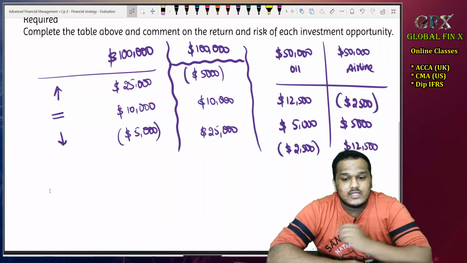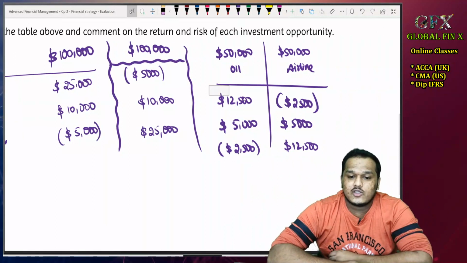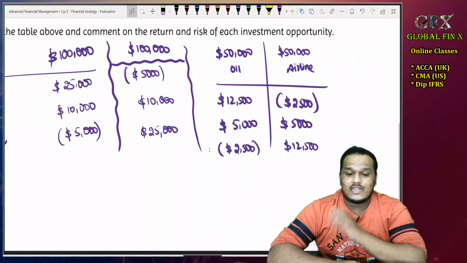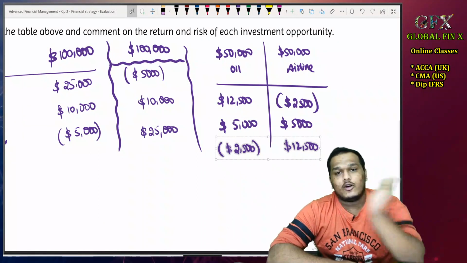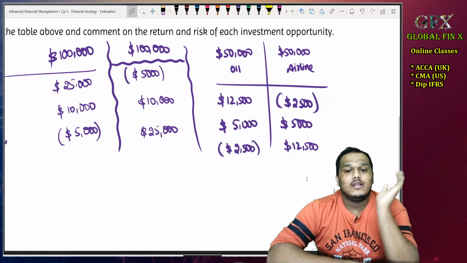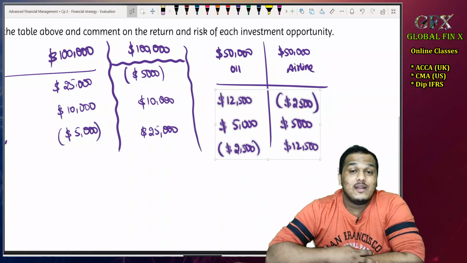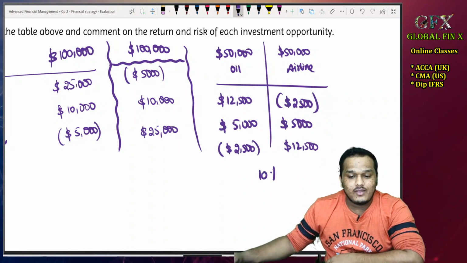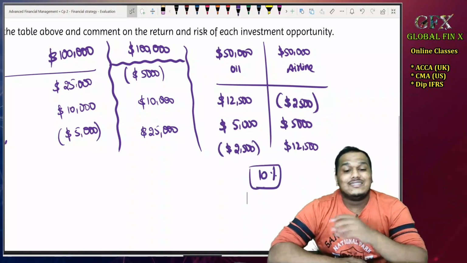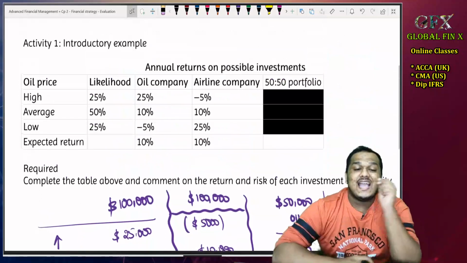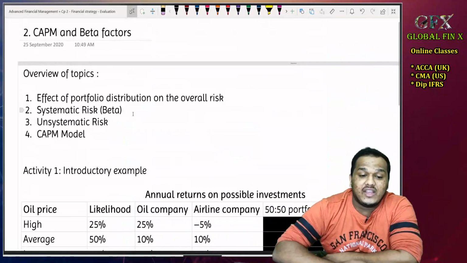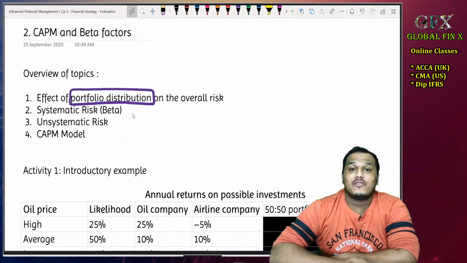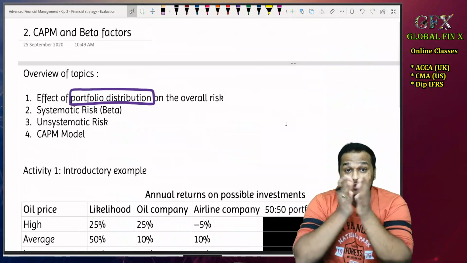So basically, if you see here, first case total profit is 12,500 minus 2,500, 10,000. Second case, 5,000 plus 5,000, 10,000. Third case, minus 2,500 or plus 12,500, again 10,000. So no matter what happens with the oil price, your overall profit is fixed at 10%. Yes or no? This, my dear friends, is called the advantage of having a portfolio distribution.